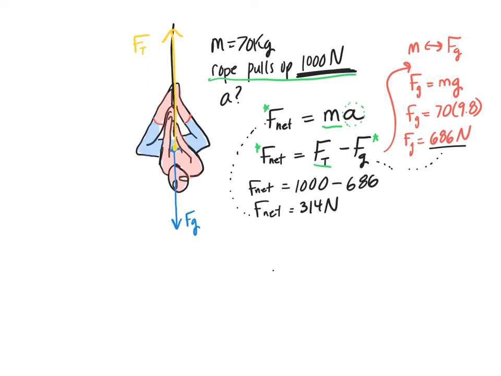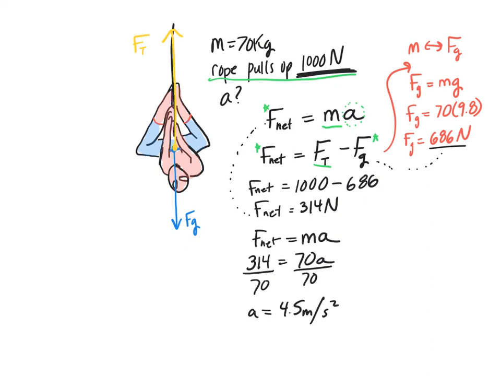All right, that is useful because we can put that back into this equation and we can solve for the acceleration. So F net is equal to mass times acceleration. So 314 is equal to 70 times my acceleration. You can divide by 70. And Spider-Man's acceleration is 4.5 meters per second squared. And as the kids say, Yahtzee.